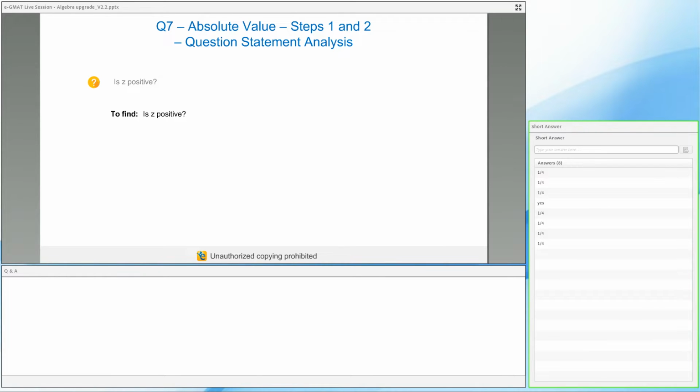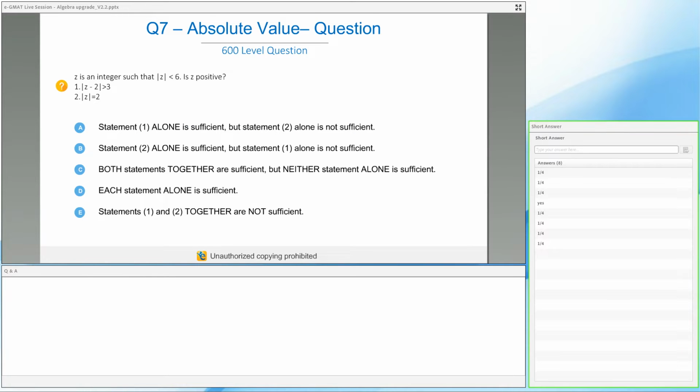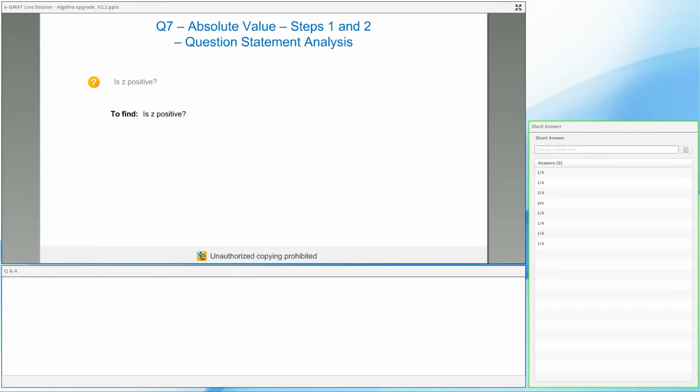Okay, and I've been given certain constraints. If you look at the question again, Z is an integer, that has been given to me. So I know Z is an integer and mod of Z is less than 6. So tell me, if mod of Z is less than 6, what is the range of Z?